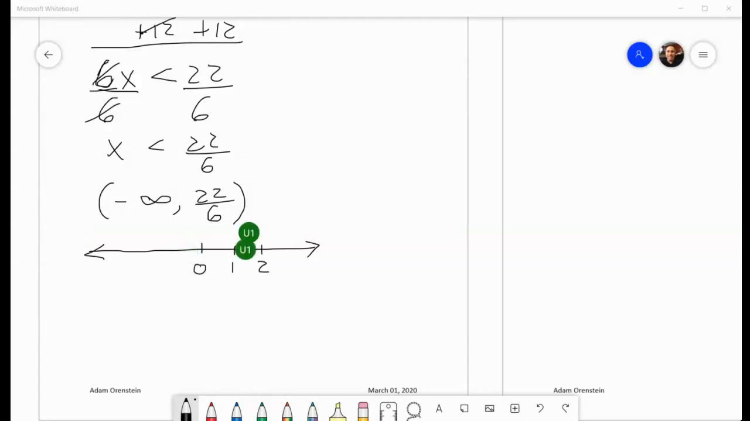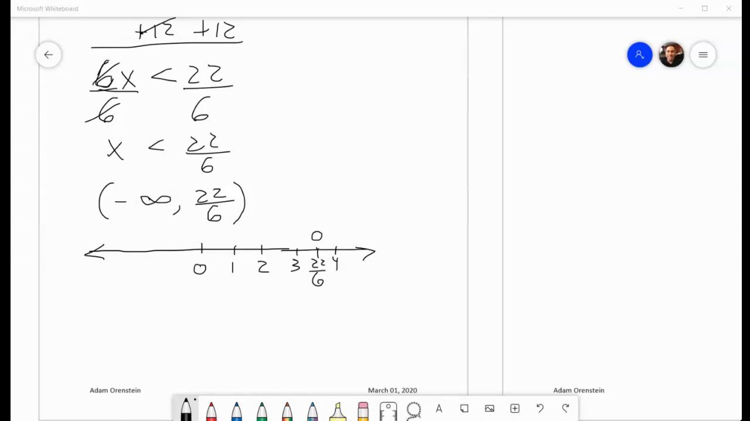2, 3, 4, okay? So we have 22 over 6. That's going to be here. Now again, we want to have an open circle above 22 over 6. So we have an open circle above it. Now, why do we have an open circle? Because we have strict inequality here. And that's why I also use the open parentheses here, as you can see.